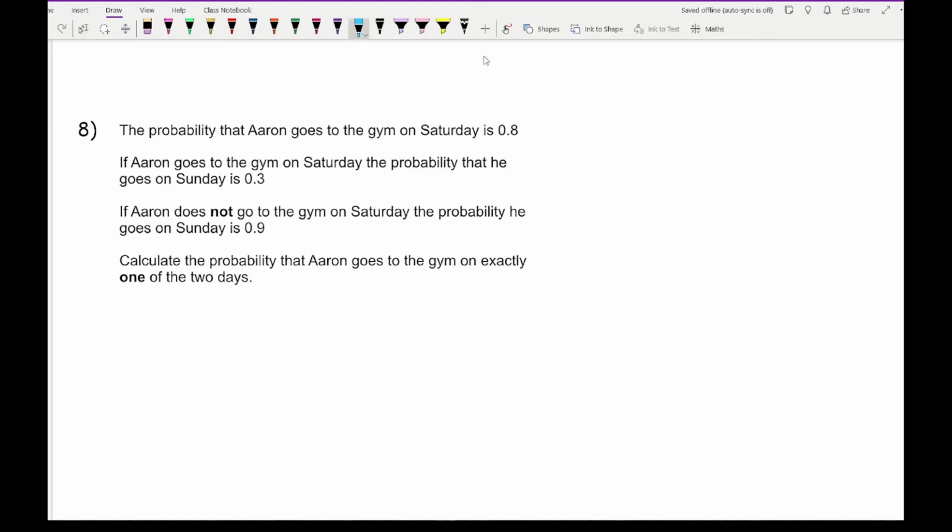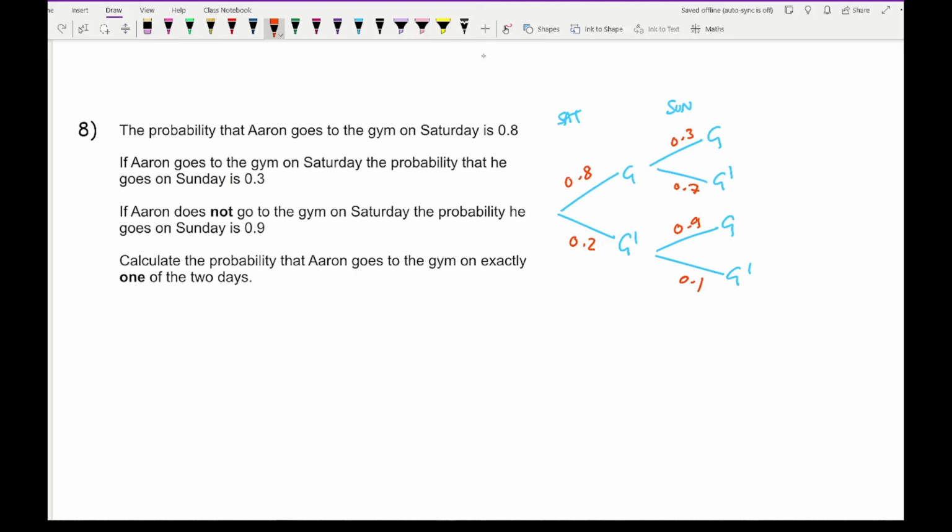So for this, again, we can draw a tree diagram. So we can say this is Saturday, this is Sunday. So goes to the gym, doesn't go to the gym, goes to the gym, doesn't go to the gym, and goes to the gym, doesn't go to the gym. So again, we've got the probability he goes to the gym on Saturday is 0.8, so that's going to be 0.2 for not going. And the probability that he goes to the gym on Sunday, if he's already been on Saturday, is going to be 0.3, so that's going to be 0.7. And if he doesn't go, the probability he goes to the gym is going to be 0.9, so that's going to be 0.1. So if I was going to go for the probability tree route, this is the diagram that I would then have.